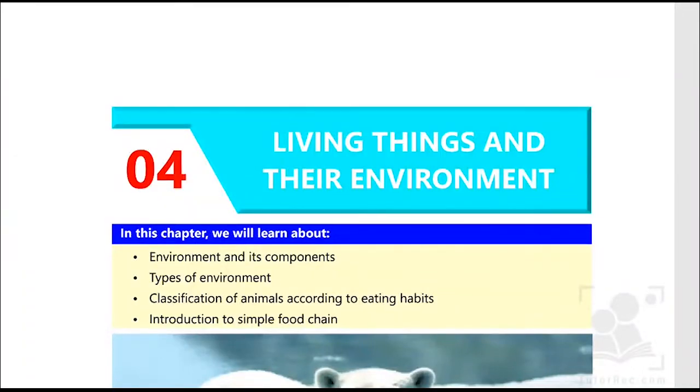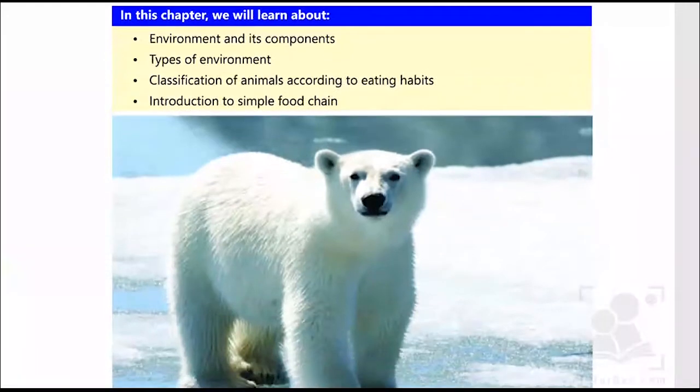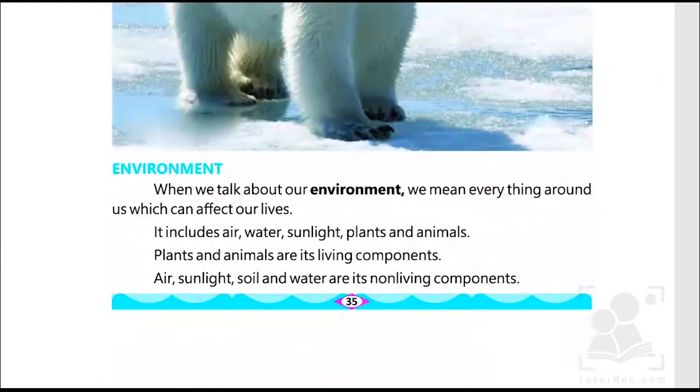Hi kids, in today's video we are going to start chapter number 4, which is living things and their environment. In this chapter we learn about environment and its components, types of environments, and classification of animals according to eating habits. So let's start. Let's learn about environment.